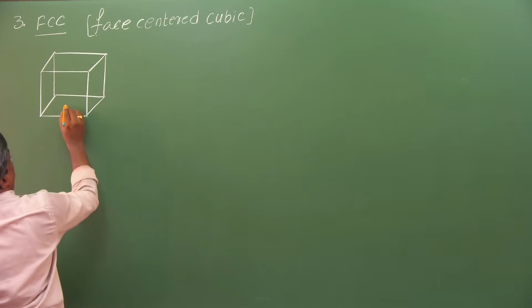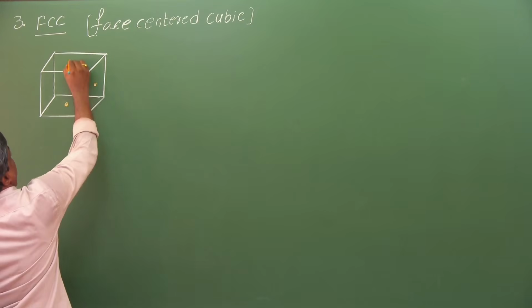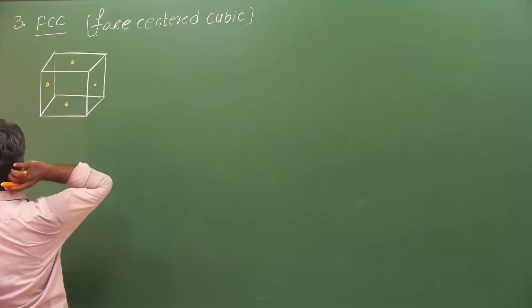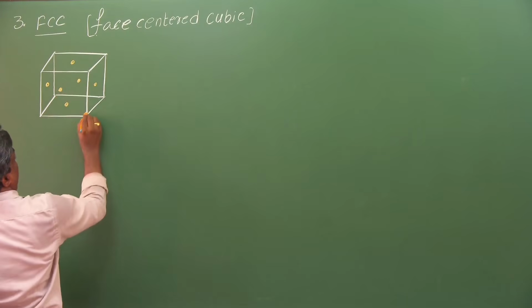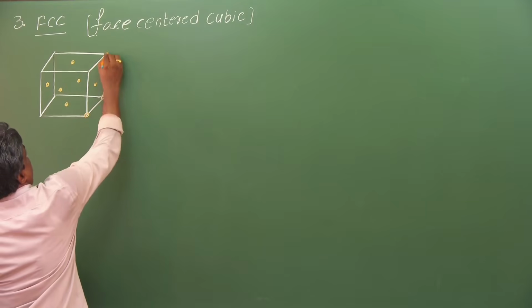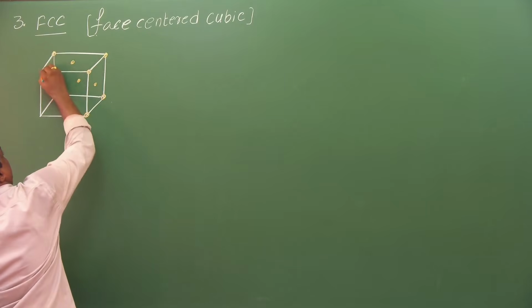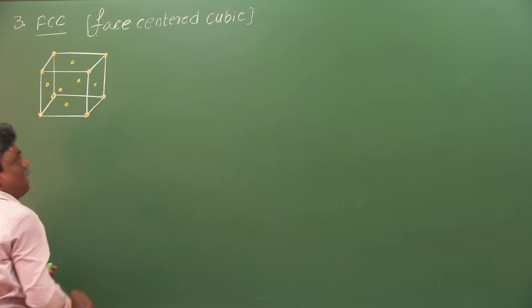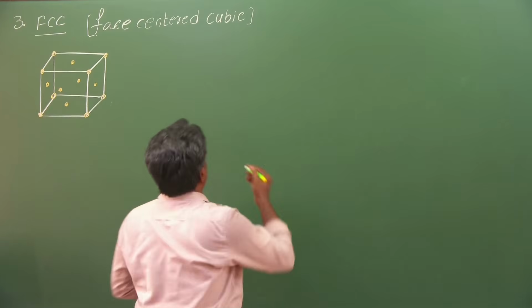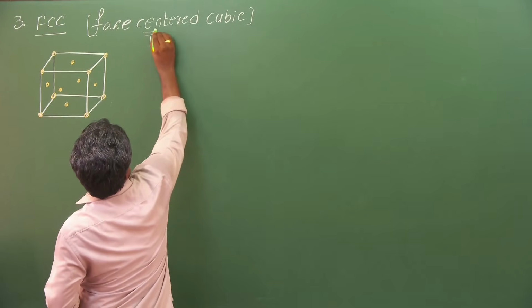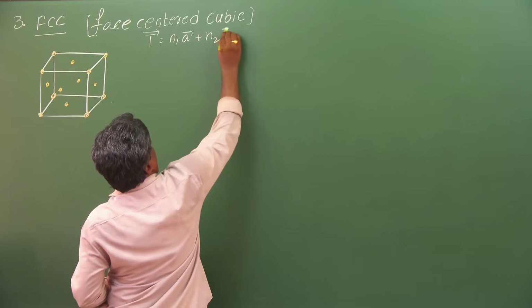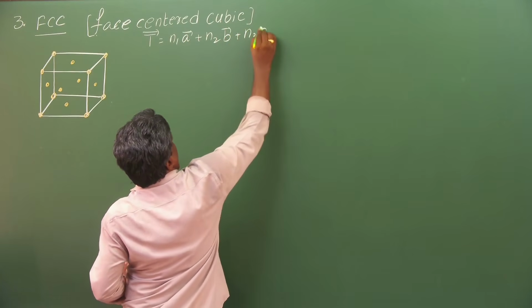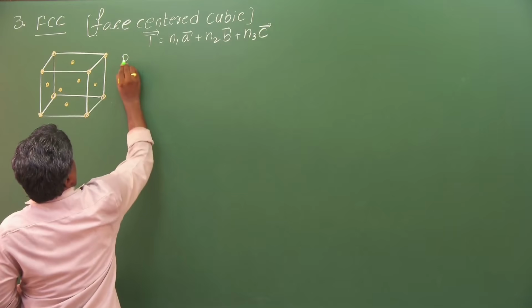Okay, so here we have the face centered atoms apart from that simple cubic structure. This is the front side and this is the back side, and these are the atoms at the corners. Now we have to define the primitive vectors first. Okay, so we know the translation vector is n1 a bar plus n2 b bar plus n3 c bar. Let me write the primitive vectors.